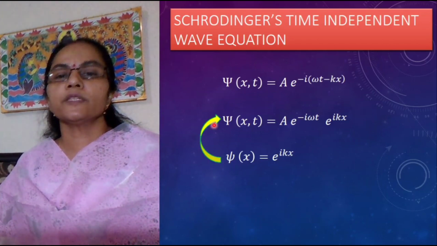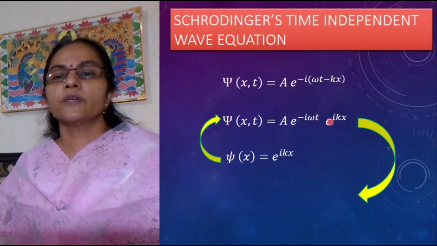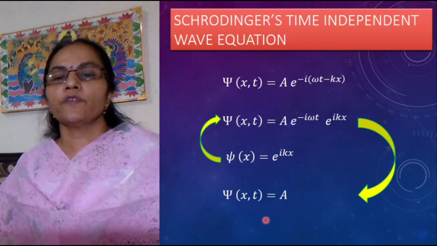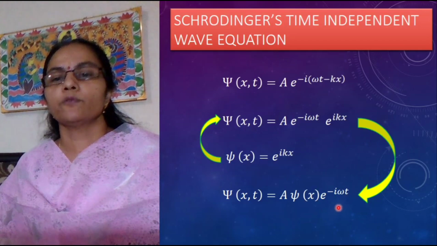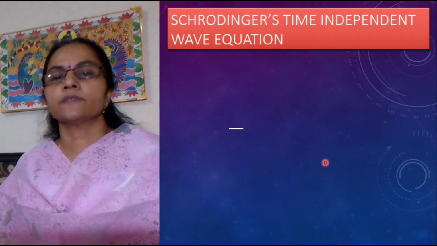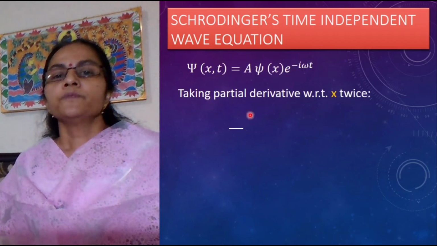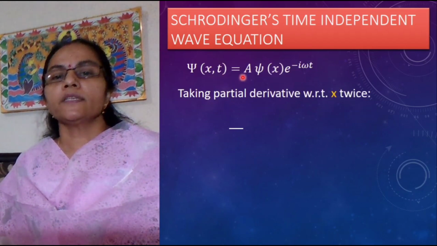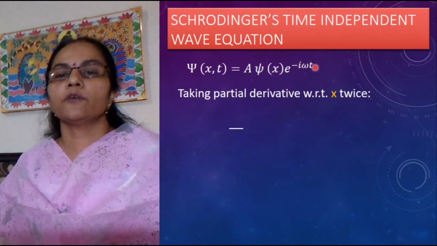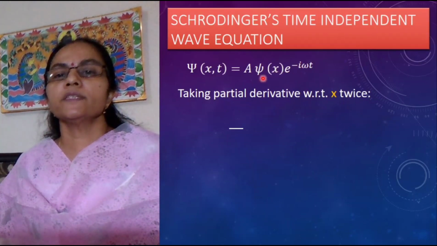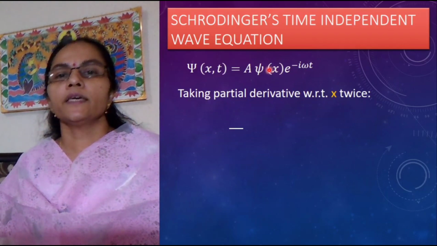Now substituting this back, we can write psi of x,t is equal to A psi of x into e to the power minus i omega t, where psi of x is nothing but e to the power i kx.